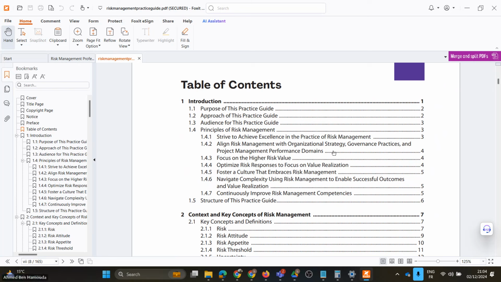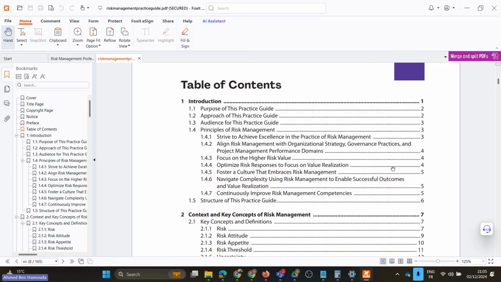stakeholders, team, delivery, development approach. Then you have planning, performing work, delivering value, measuring the performance, and the uncertainty and risk. So these are the 8 performance domains in project management. How to focus on the higher risk value. Okay. How to optimize risk responses to focus on value realization. Oh, this is quite an important one. I really like it so much.